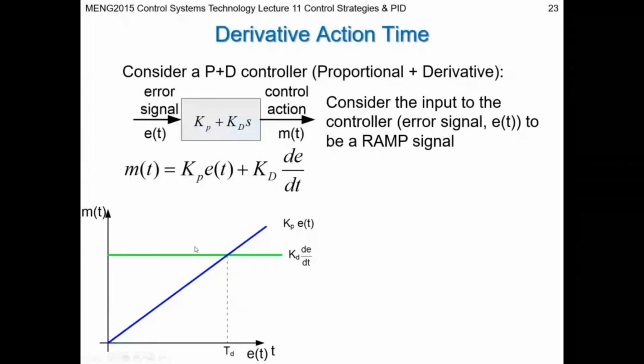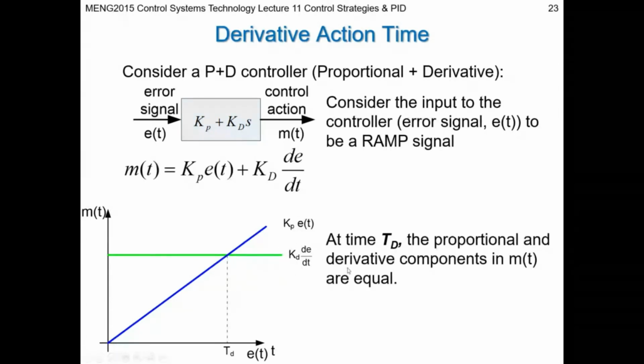So if we change Kd, we'd be really moving the green line up and down. And if we move it up, we're increasing our derivative action, then we're going to move the key time, the time when the proportional and derivative action components are equal. We're going to move that time to the right, or increase the time. If you increase your derivative action, your Kd, this is pushing the green line upwards, it's pushing Td outwards, and you're increasing your derivative action time. So if you are increasing your derivative action time, then you're increasing the proportion of derivative control in your system.